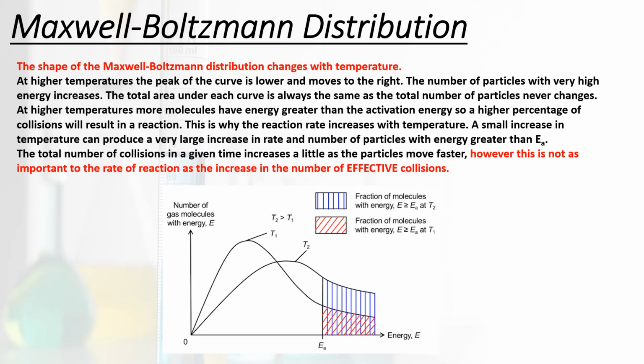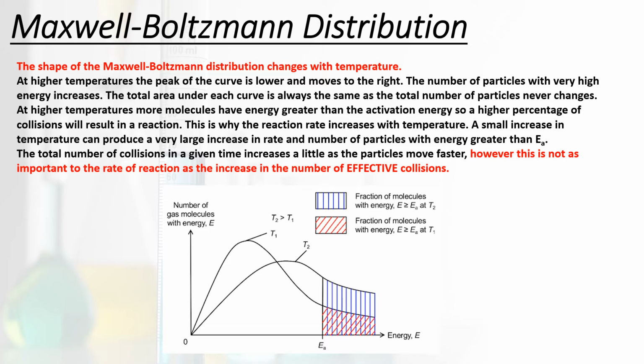Now we'll see in another video, when we look at something called the Arrhenius equation, that actually a pretty small change in temperature can produce a very, very large increase in the rate of reaction, and hence the number of particles that have energy greater than that activation energy. So we really don't have to change the temperature by very much to actually increase the rate of reaction by quite a lot.